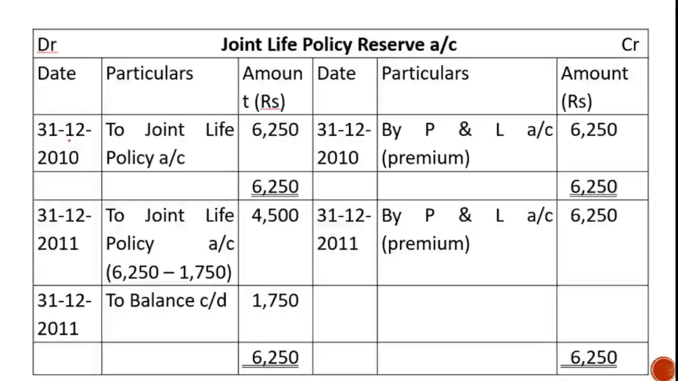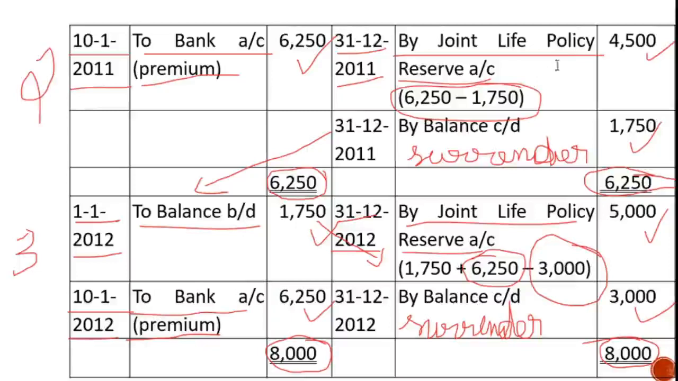So at the debit side you record as at the end of the year to joint life policy account. So this is first year 6,250. Now this will be charged to profit and loss account, annual premium. Annual premium of every year will be charged to profit and loss account. So that time you record as by profit and loss account debited to joint life policy reserve account. So in the first year we will not be having any balance carried down because on both the sides we get the same amount.